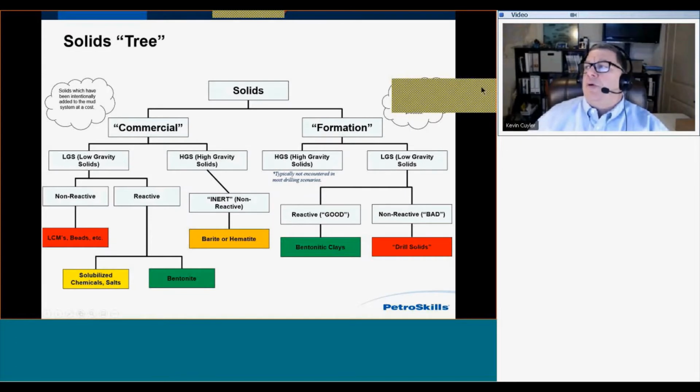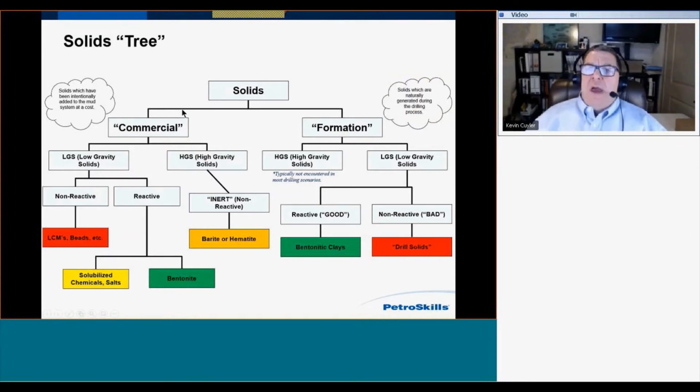So on the left-hand side of the screen here, we have our solids. And let's start with the commercial solids. And again, the commercial solids are solids which have been intentionally added to the mud, to your drilling fluid. They may consist of our low-gravity solids, which we have over here on the left-hand side, or our high-gravity solids.